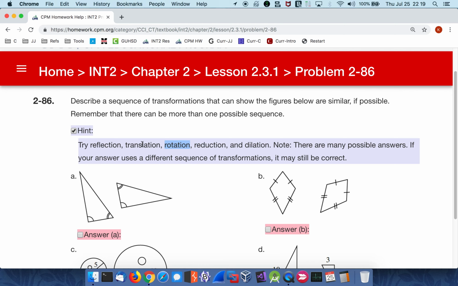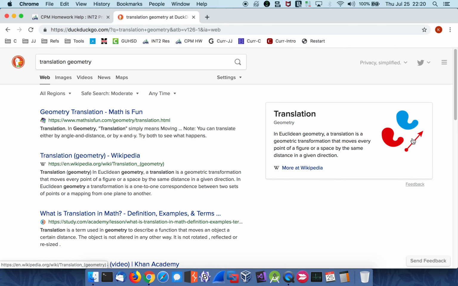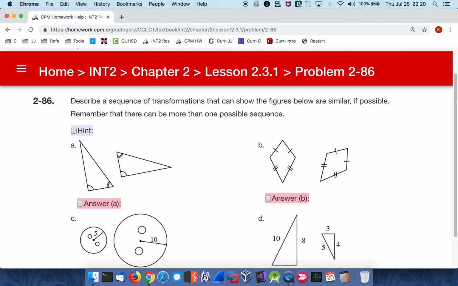Rotation, we know what that is, turning things. Translation is just moving something, shifting something. So if you search for translation geometry, it should say just like moving it to the left or right. Yeah, so it just moves it. That's kind of silly. It's a fancy term. Alright, so reduction, shrink; dilation, shrink or enlarge; rotation, rotate; translate, move; and reflection, flip it. Okay, cool. Alright, there are many possible answers. If your answer uses a different sequence of transformations, it may still be correct. Oh, great.